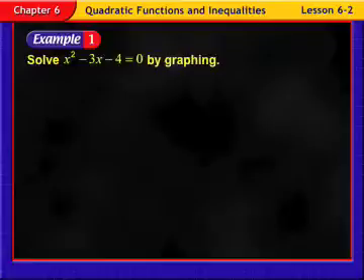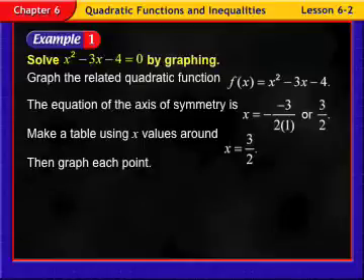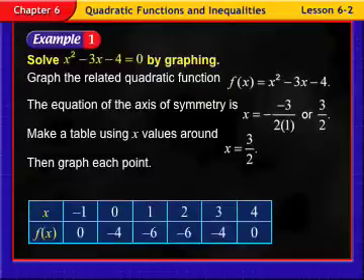All right, so here we're going to solve x squared minus 3x minus 4 equals 0 by graphing. Just like before, we'll use that axis of symmetry that allows us to choose points on either side to fill into our table of values. You'll notice that I didn't put the 3/2 into my table of values. It's a fraction, so I chose to stick with whole numbers. That just makes graphing a little bit easier, but I chose points that fell on either side of 3/2.